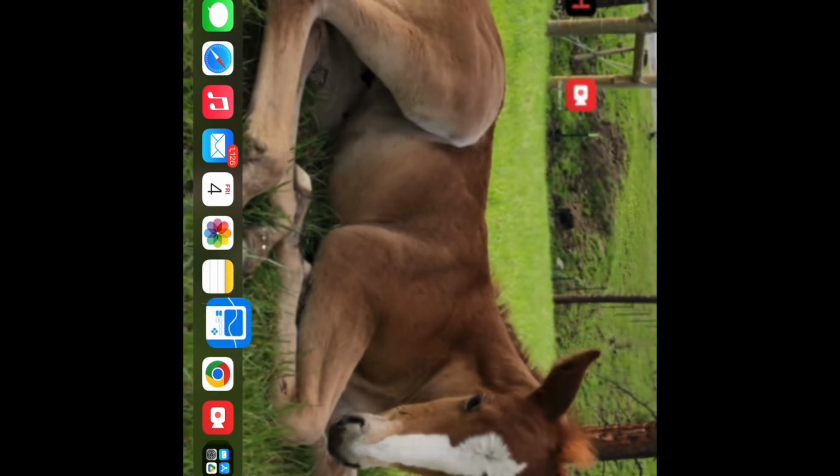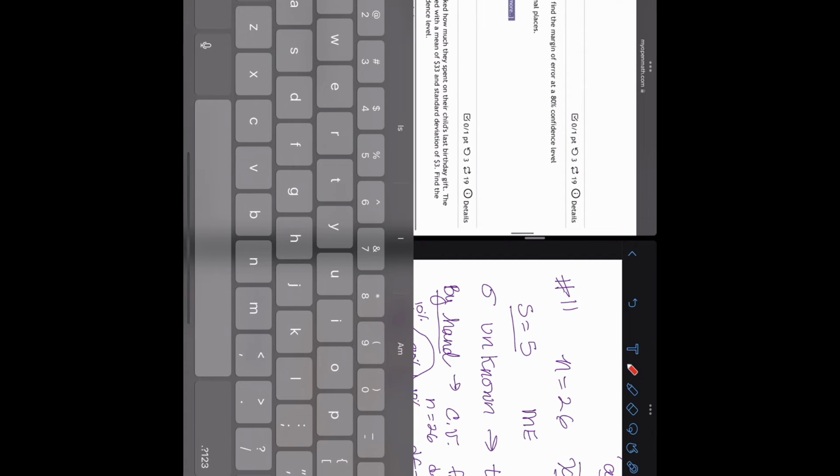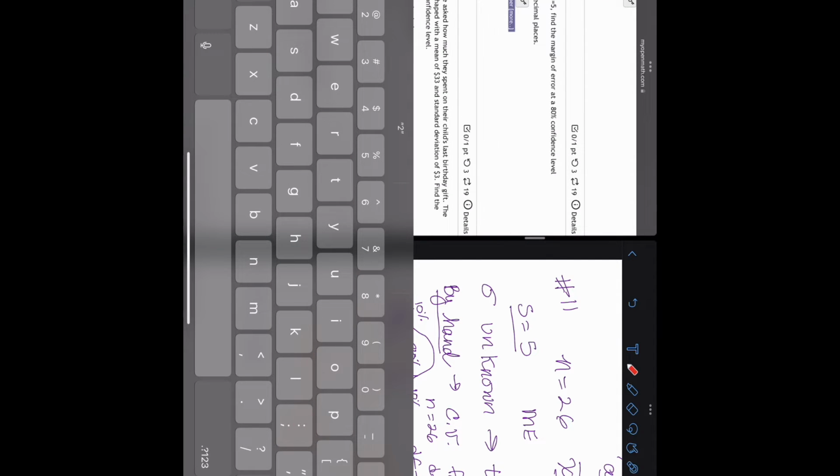1.29078. So negative 1.290. So just 2 decimal places. There we go. Now I said I would show you how to do this using Minitab and the TI, so let's do that as well.